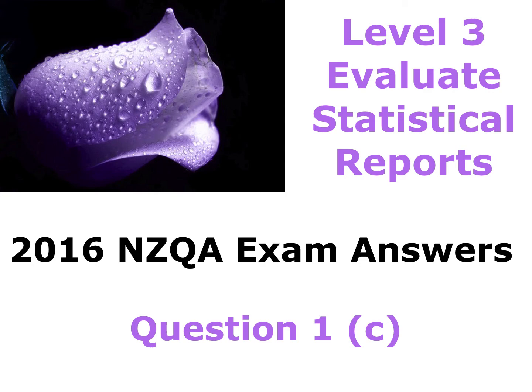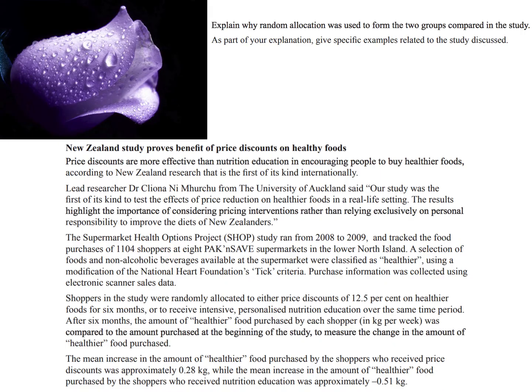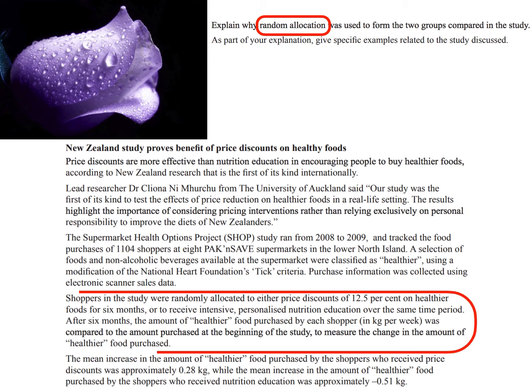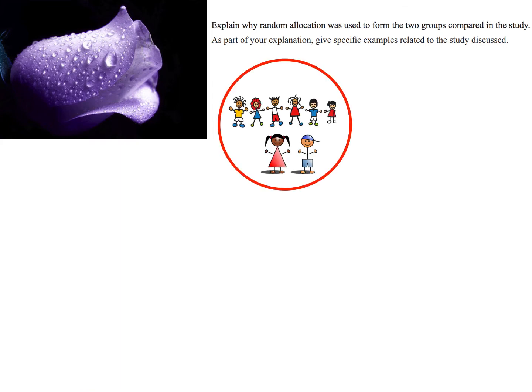Here's question 1C. Our question is asking us about that random allocation, and we want to know why it was used to form that. There's a paragraph here in our study that talks about it in more detail, because they want specific examples. So let's have a look.